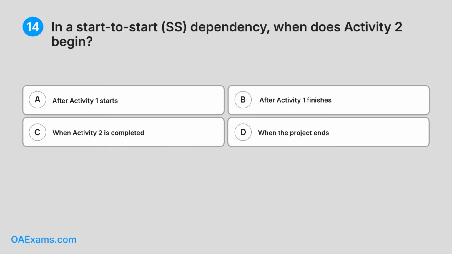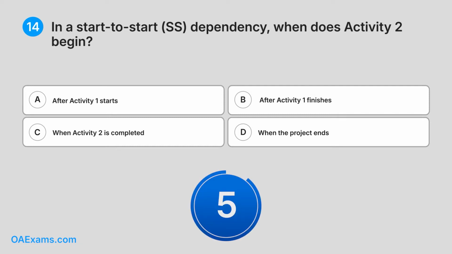14. In a start-to-start (SS) dependency, when does Activity 2 begin? A. After Activity 1 starts. B. After Activity 1 finishes. C. When Activity 2 is completed. D. When the project ends. Do you know the answer?